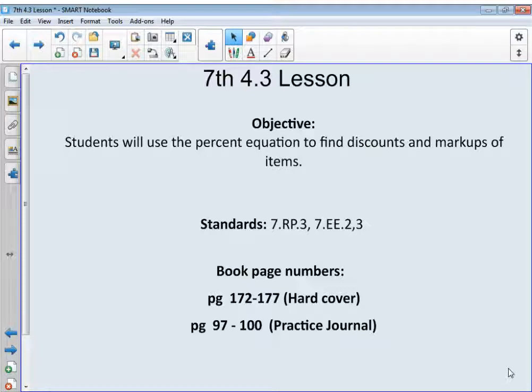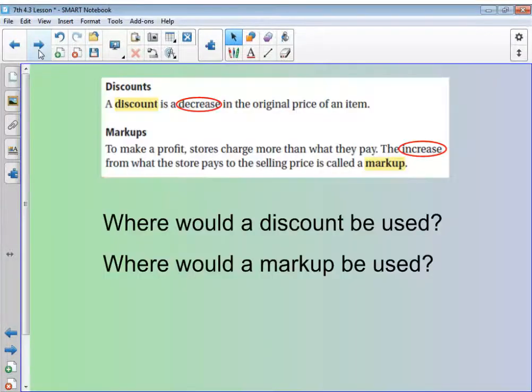Okay, yesterday we worked with just an introductory activity where they would give us some visual models of some increases or markups and some decreases or discounts. Today, they're not going to give us those visual models, so we're going to practice concepts that we previously learned to continue to go through and find discounts and markups.